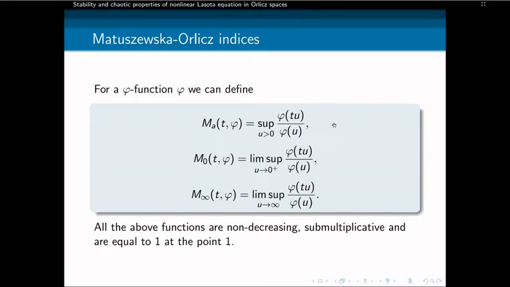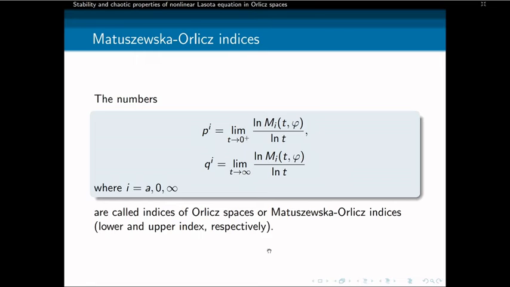And Matuszewska and Orlicz consider some quantities which describe any phi-function. For a phi-function, we can define quantities m_a, m_0, and m_infinity in the following forms. All the above functions are non-decreasing, submultiplicative, and are equal to 1 at the point 1. Using these quantities, we can define numbers p and q with suitable indices. We call these numbers Matuszewska-Orlicz indices, lower and upper index respectively. So p is the lower index and q is the upper index.